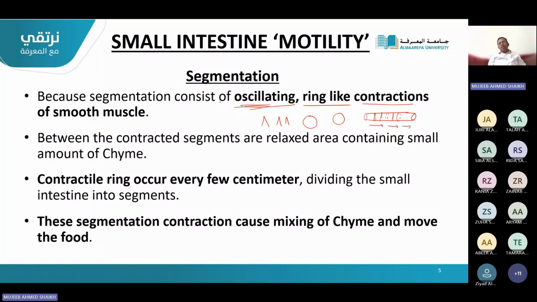As you know, the whole GIT has four layers from inside to outside. If you remember, in between you have a muscle layer, the circular muscle and the longitudinal muscle. In the circular muscles, there is a contraction of the smooth muscle going on, which causes segmentation contraction.